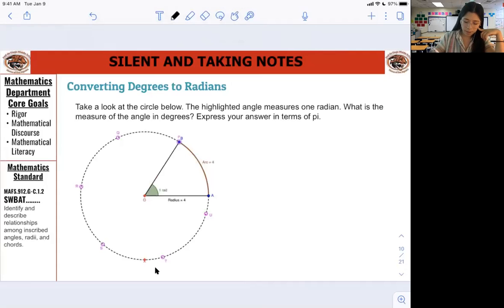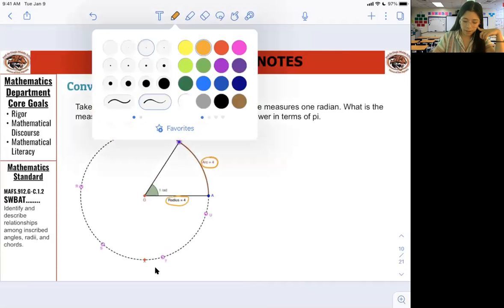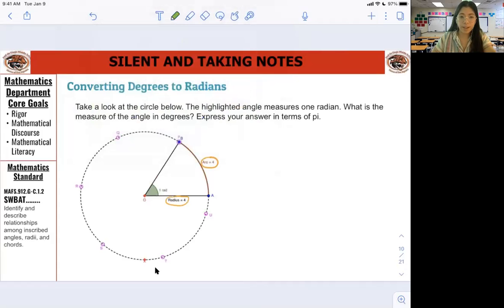Okay, so we know a couple things about this circle. The length of the arc is 4 units. The length of the radius is 4 units. And we know that the angle is 1 radian, but I don't know how many degrees that is. So I'm just going to call this theta for now, because I know how much it is using radians, but I don't know how much it is using degrees. Well, remember, we can always figure it out using our proportion. So if I'm looking for the measurement of the angle, that's going to be theta over what?